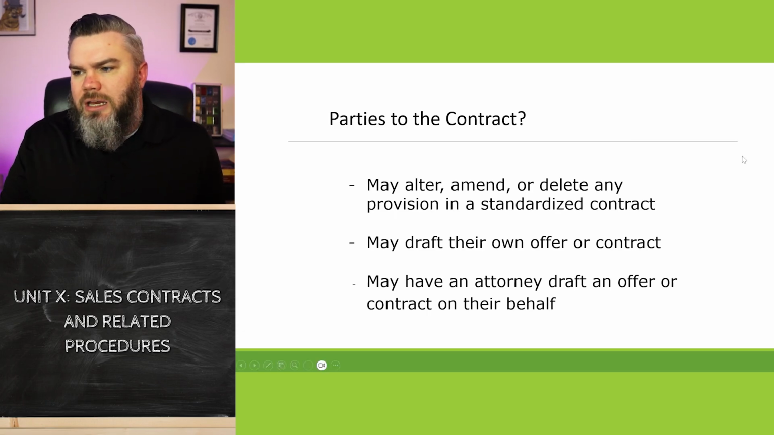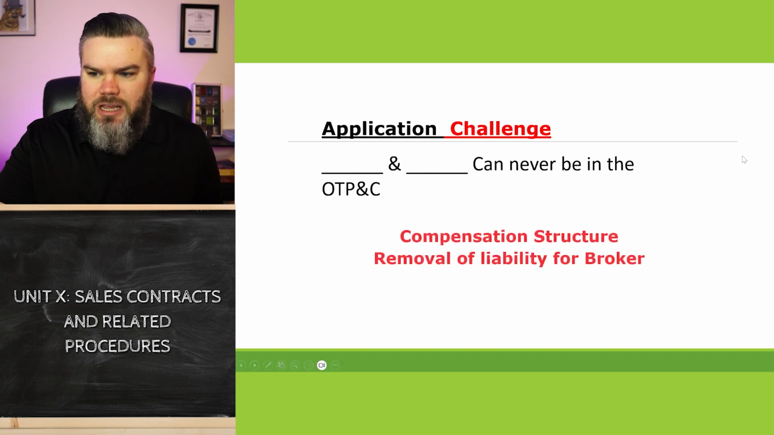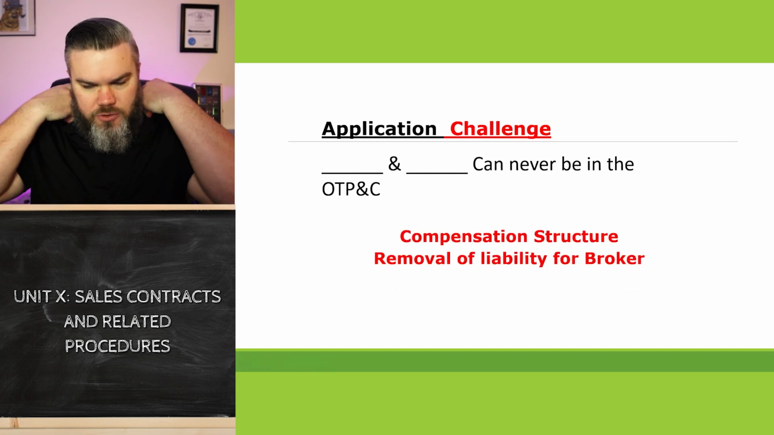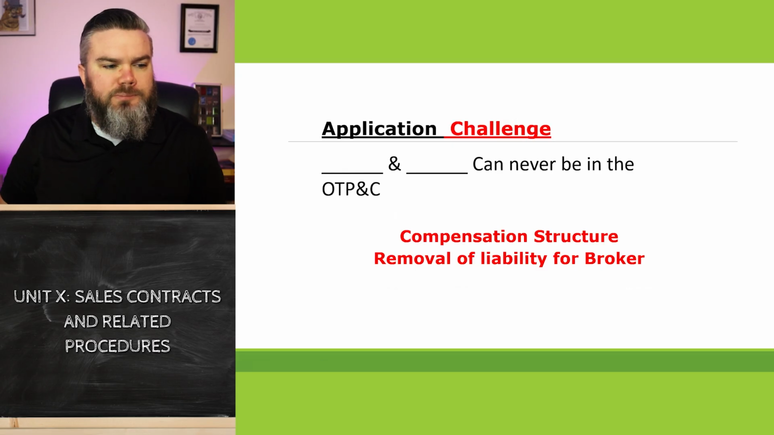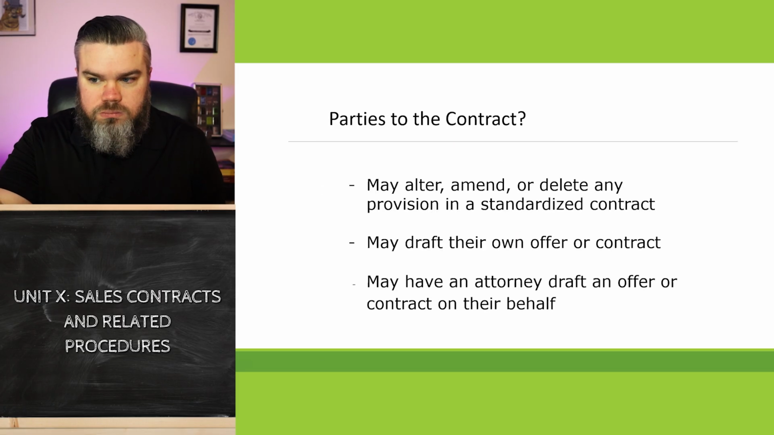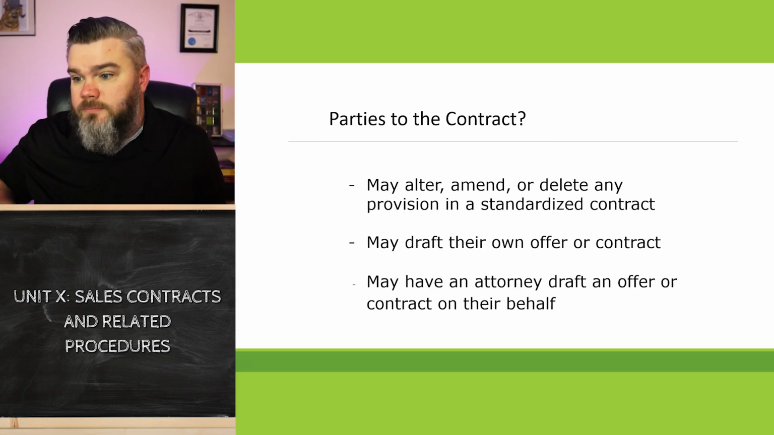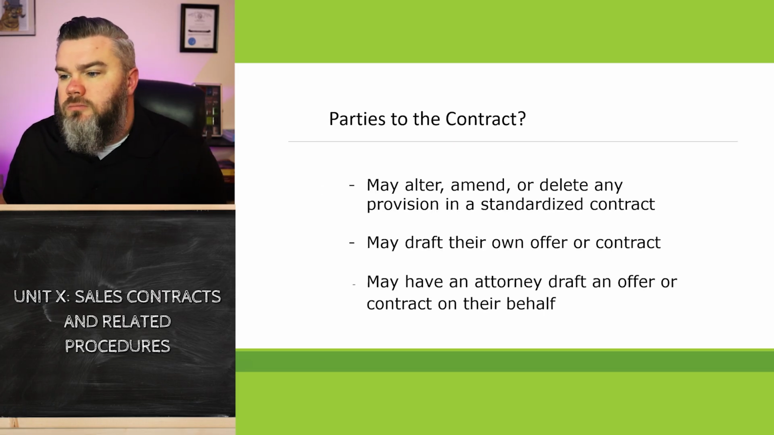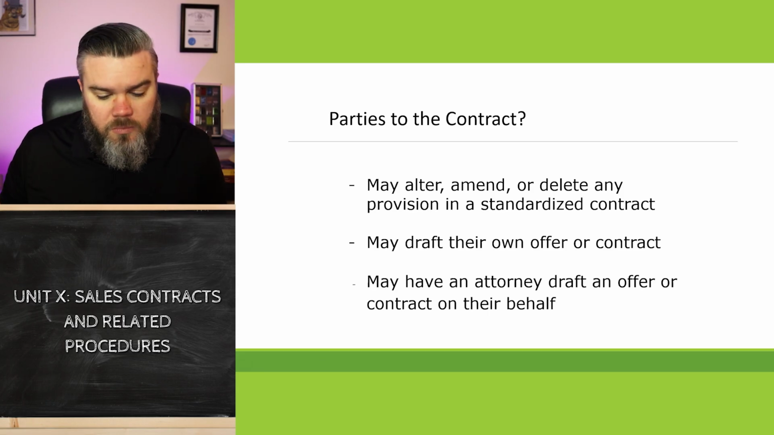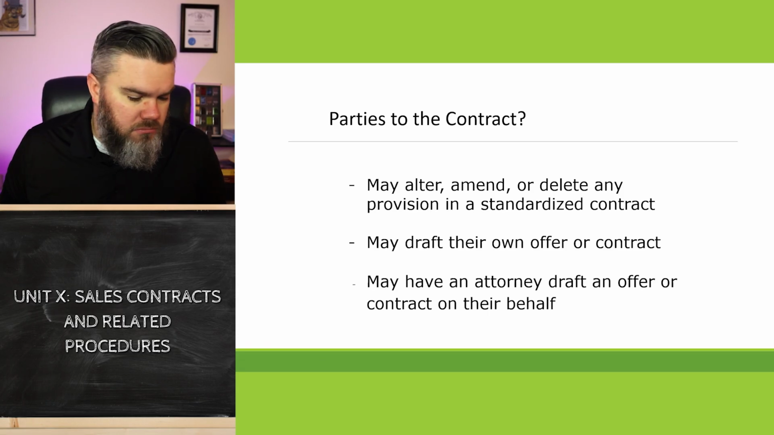Now, I'm not going to beat it into you this much. This is just basically the same thing that I already asked you, what two things cannot be in a pre-printed sales contract. What you got, Brooks? On the last slide, it says, may alter, delete, amend provision in a standardized contract. What is North Carolina's definition of a standardized contract? Or is that a who the hell knows kind of thing?